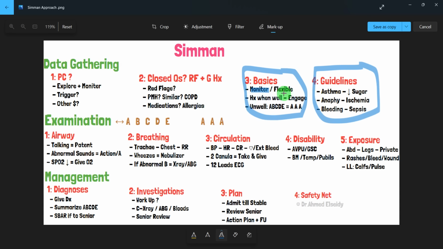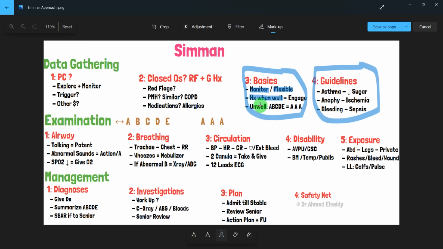Okay. Second thing, you should be very flexible. So if you are taking history and the patient is deteriorating, you don't have to stick with the history. You should be flexible and go for assessment or examination and manage, and then you can come back to history again. Okay, so you should be flexible with Simman because it's an acute station. So you should take history when the patient is well. So if he's fine, talking to you, vitals are stable, keep asking questions and take history.